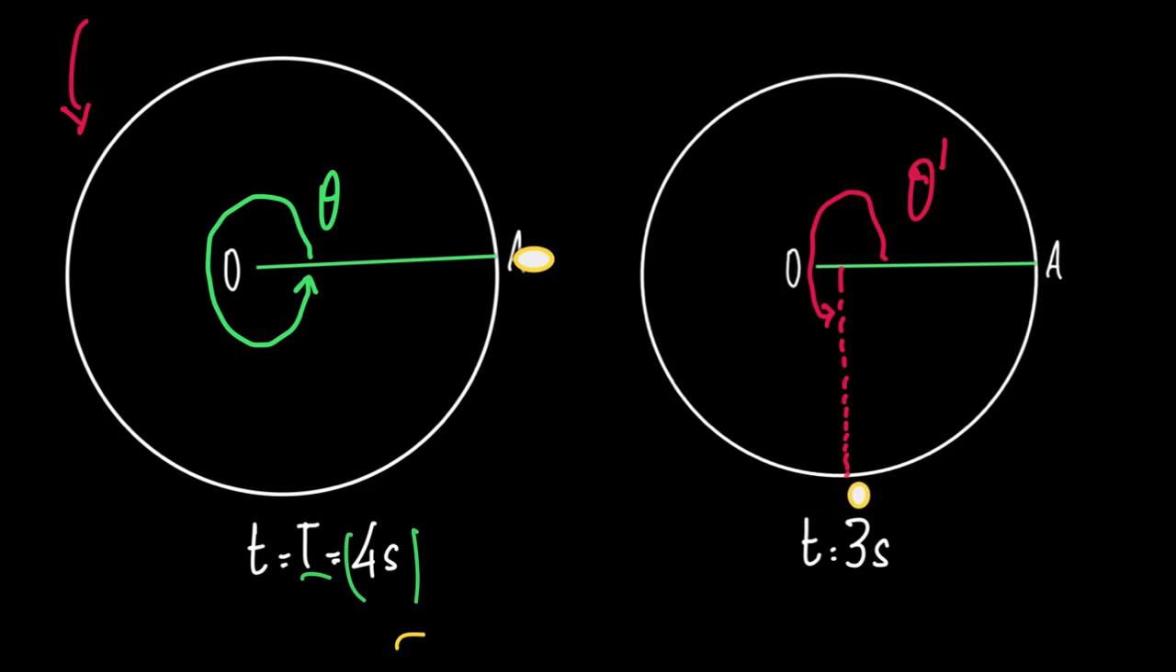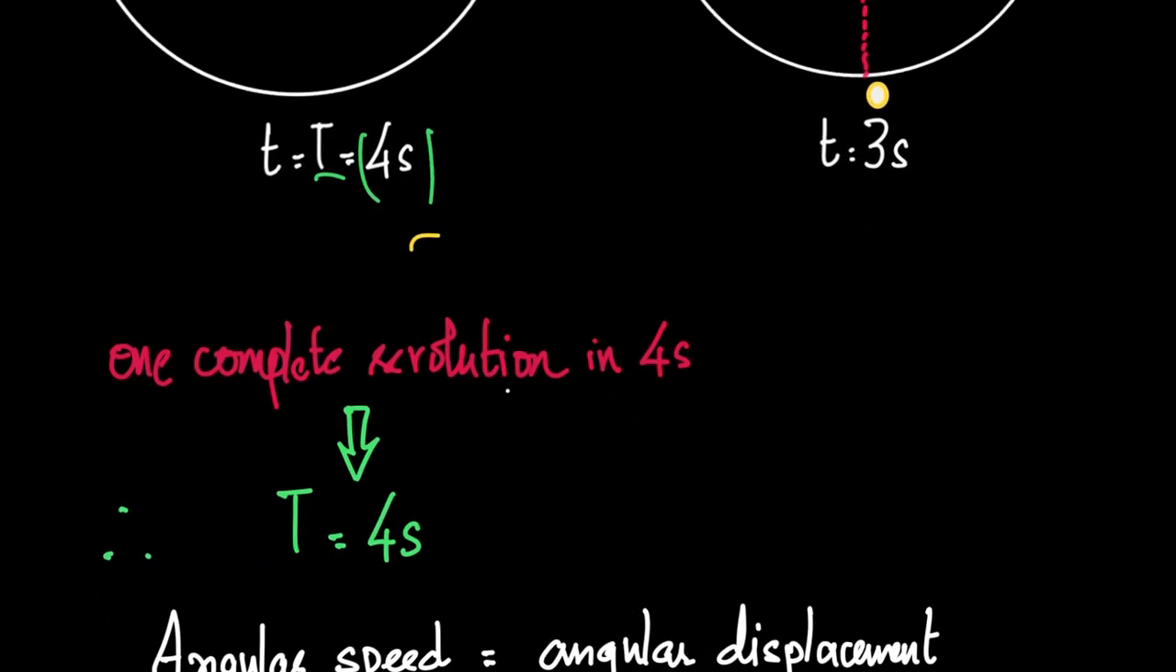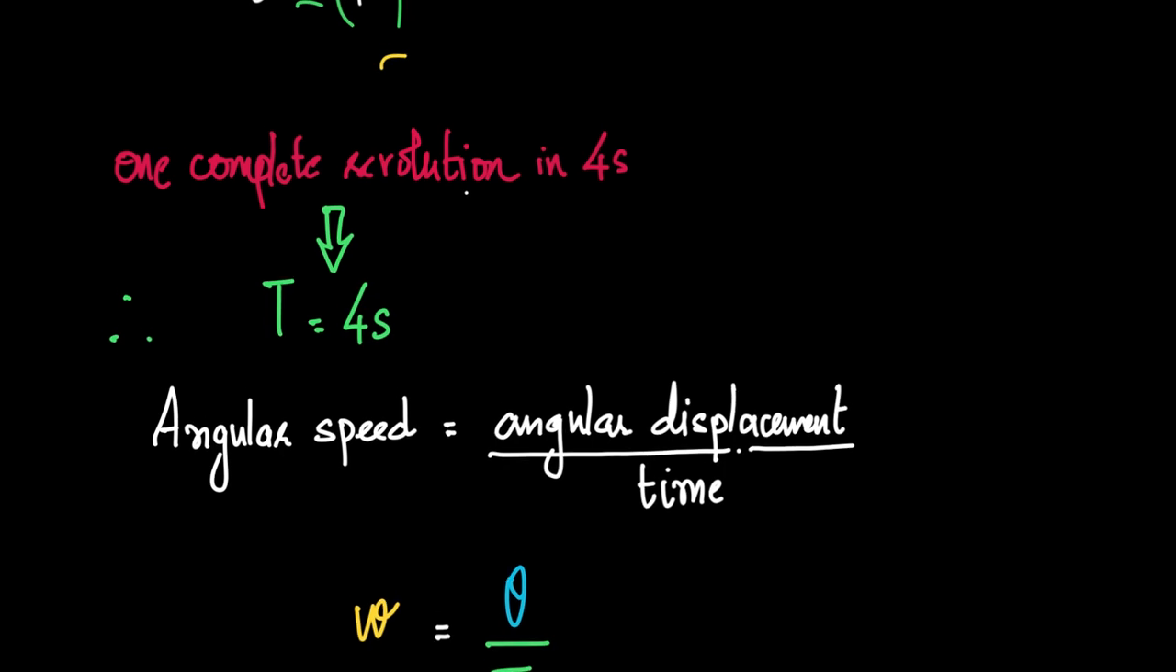So what I'll do is I'll first take the complete angle made here as theta, which is actually equal to 360 degrees. Why? Because it is one complete turn. And this one we'll call theta prime, which is the angular displacement in t equal to 3 seconds. Keeping this in mind, let us try to understand further.